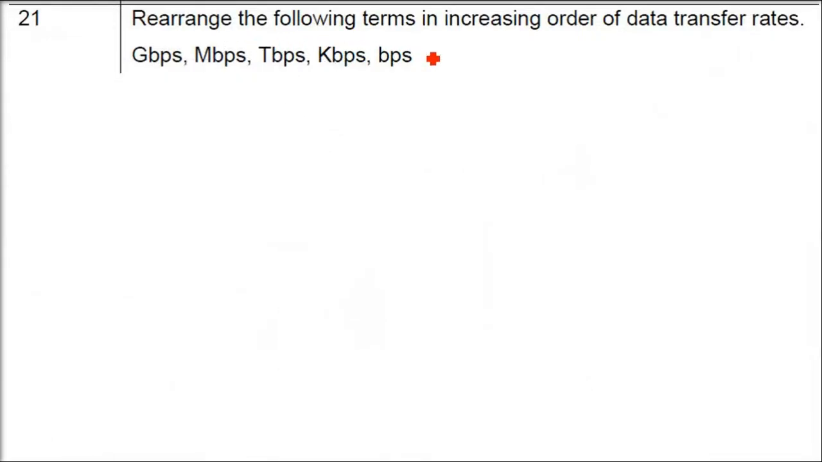Rearrange the following terms in increasing order of data transfer rates. Wherever the data is going, whether wireless or through wire, it will go in binary form, in bits. So byte per second is there and bit per second is there. Kilobit per second, these are all bit per second, not byte per second. Gigabyte per second or gigabit per second.